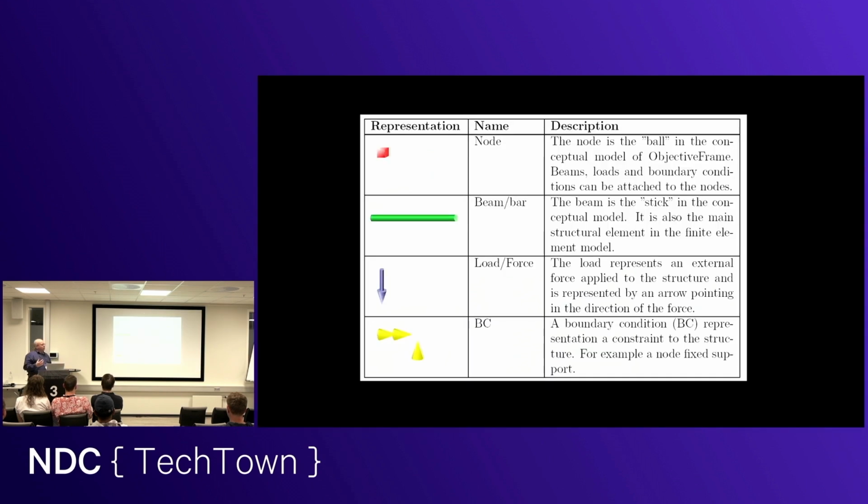There are 4 major components that you work with as a user. It's the node, where you connect your beams, and then you add your loads and forces onto these elements. And then you can attach everything using boundary conditions to make it not float away in space.